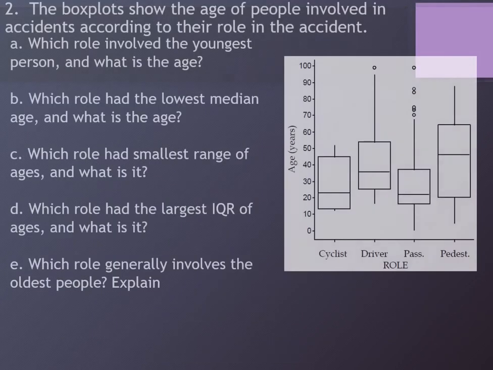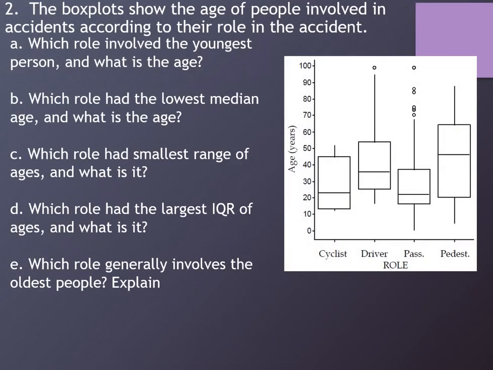All right, for the second one, there have been a lot of AP free response questions that have given you something like this. And then they ask you various questions. So if we're looking at our choices here, which role involved the youngest person and what's the age? The passenger? What age? Less than 1 year? I would go with that.